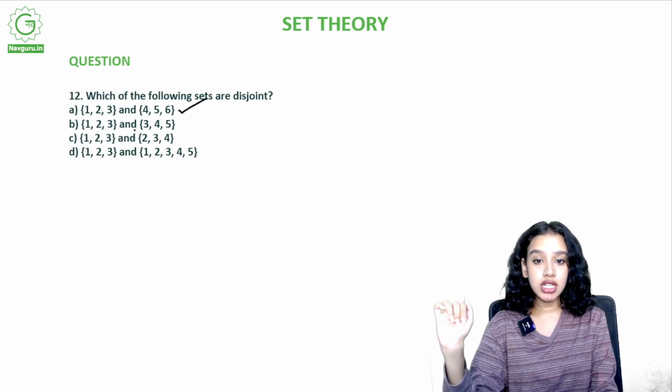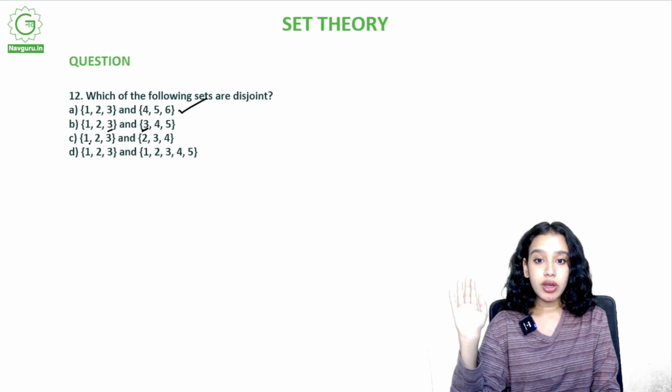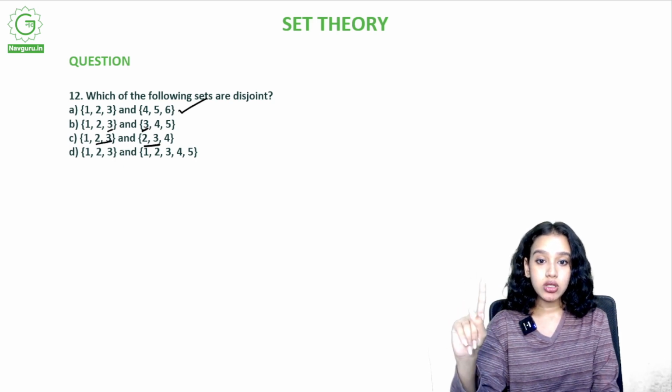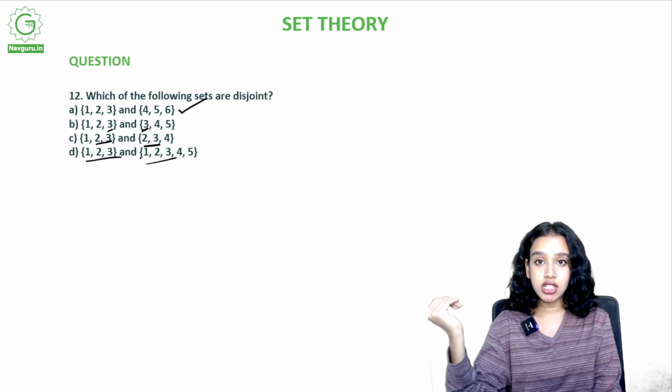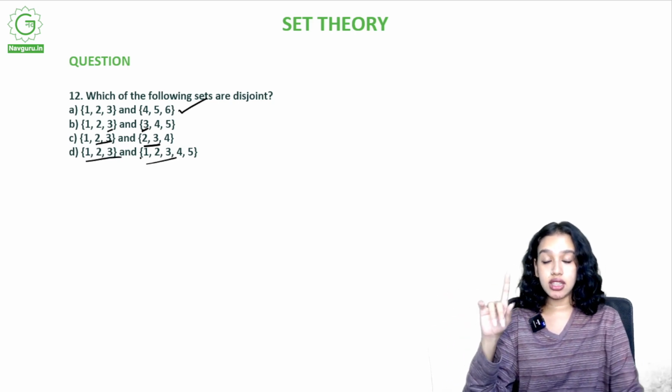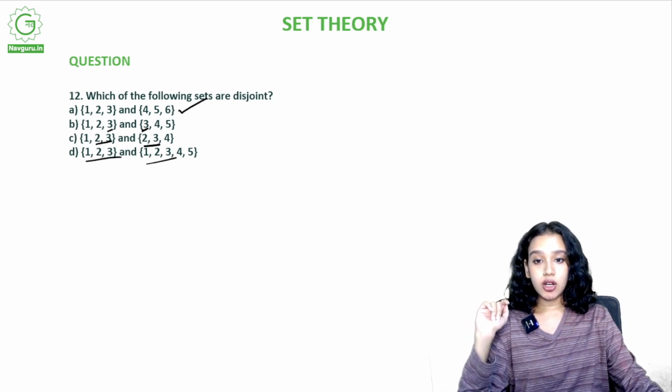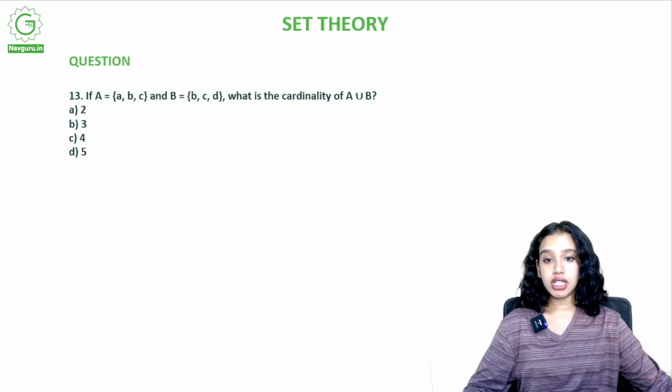We have 1, 2, 3 and 3, 4, 5. We have 3 in common, so it's not a disjoint set. We have 1, 2, 3 and 2, 3, 4. 2 and 3 are common in both here. We have 1, 2, 3 and 1, 2, 3, 4, 5. Here 1, 2, 3 is common in both the sets, so these are not disjoint sets. The answer is the first choice. Now, let's move on to the next question.